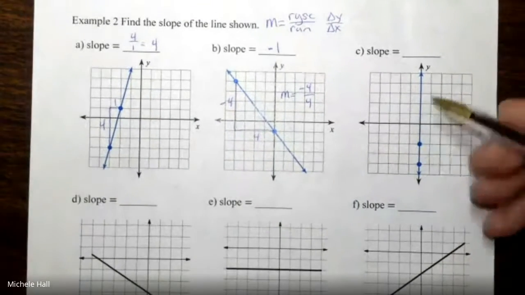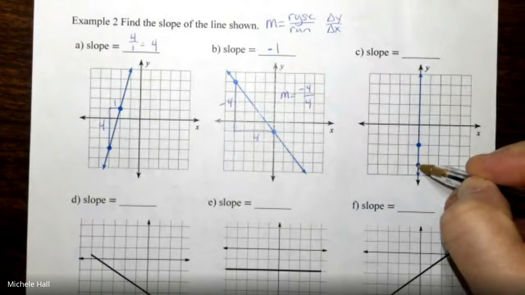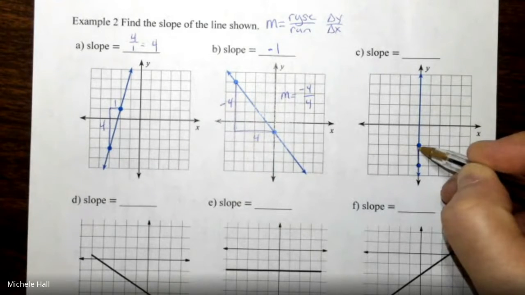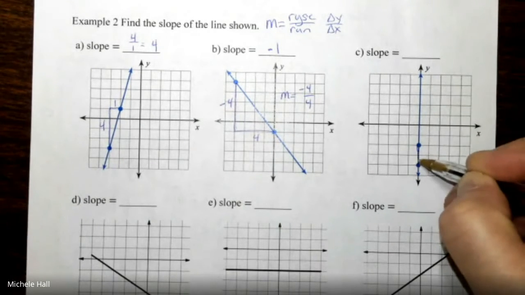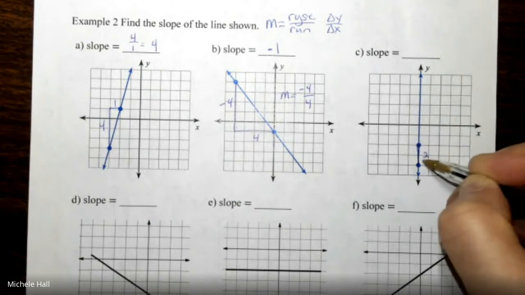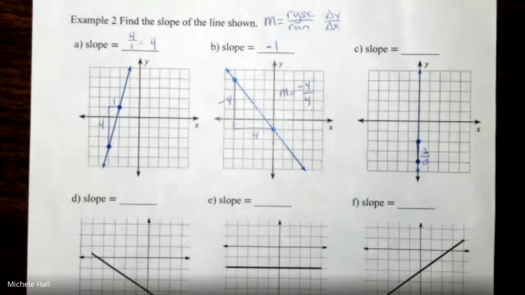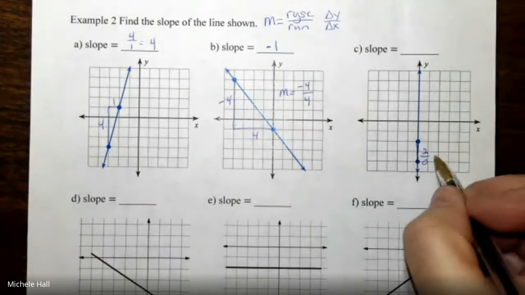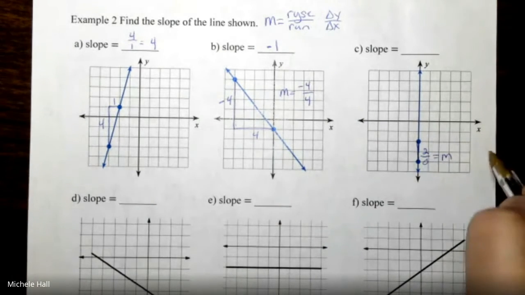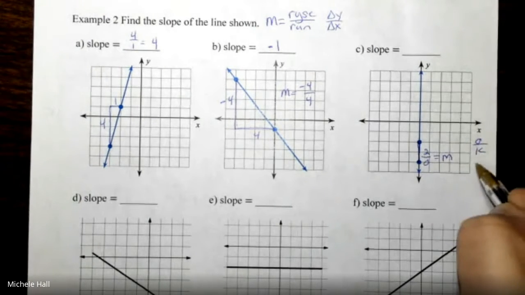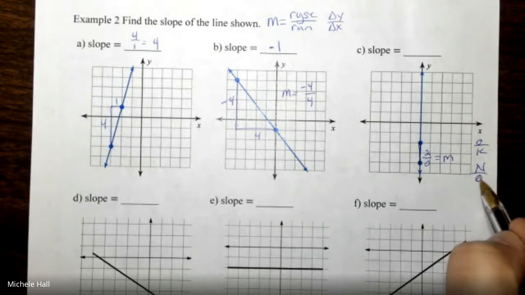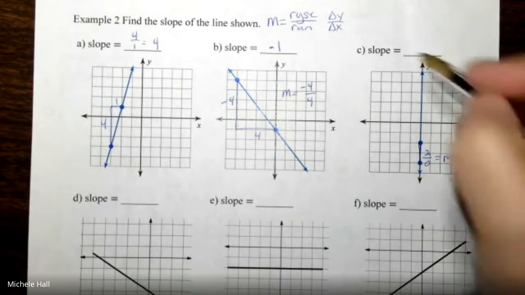Here on the second one, I'm going to start from the second point and I'm going to rise up. And I don't have to run anywhere because I'm already at the point. So if I rise 2, how much did I run? 0. So my slope equals 2 divided by 0. Is that okay or is that a no? That is a no. I cannot have 0 in the denominator. This is undefined.